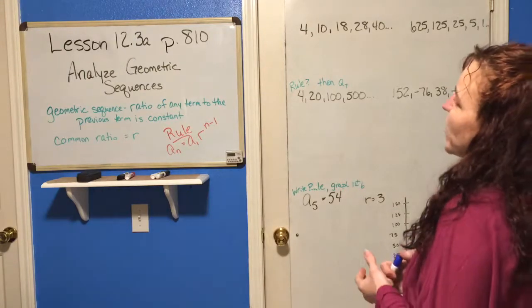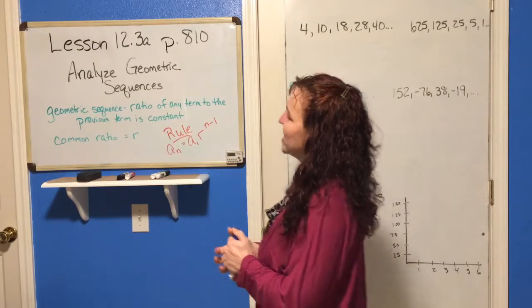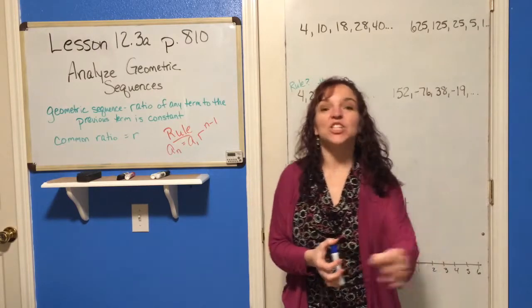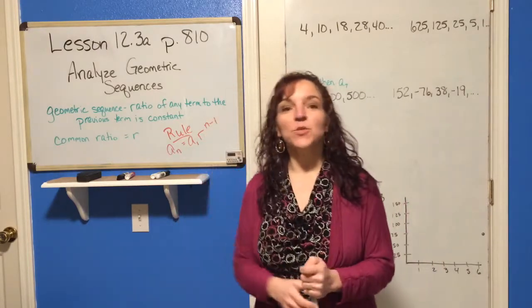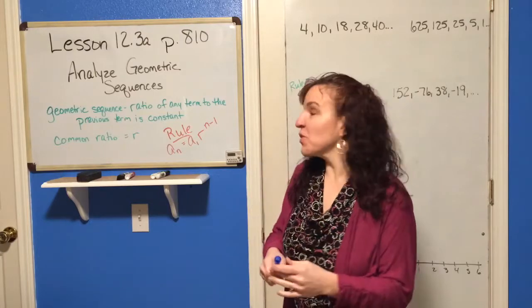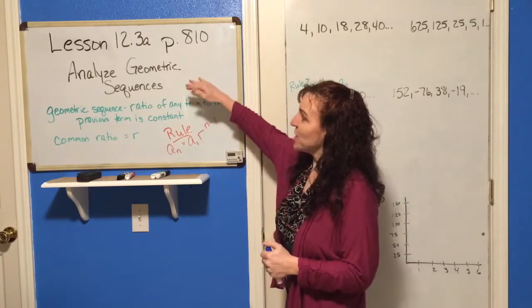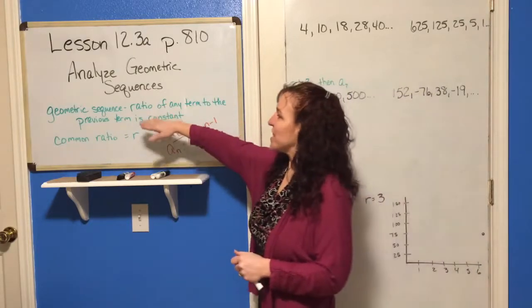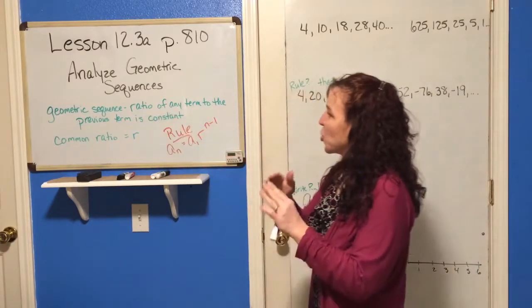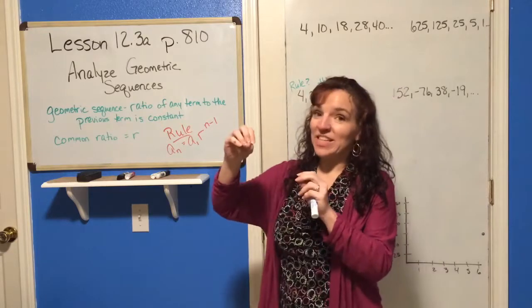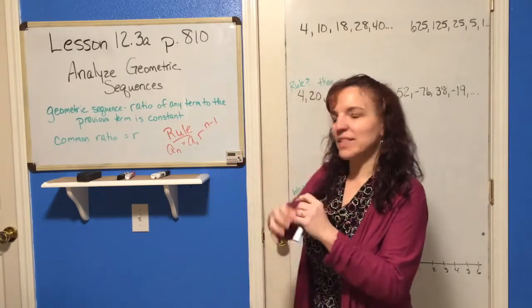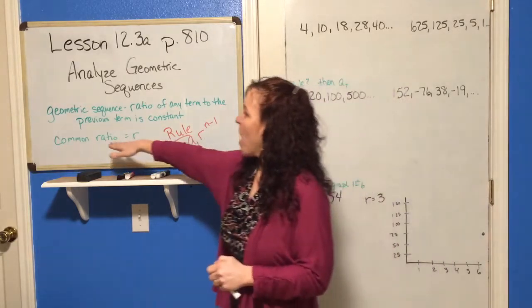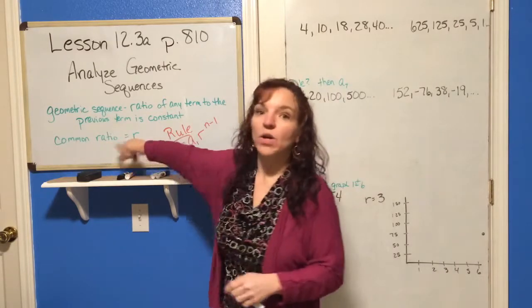Lesson 12.3a, analyzing geometric sequences. If you'll remember in the last section, we analyzed arithmetic sequences, and that was when we added over and over and over again. Geometric sequences have to do with multiplying over and over and over again. So a geometric sequence is when the ratio of any term to the previous term is constant. So if I've multiplied by something over and over again, that common ratio is going to be our r.